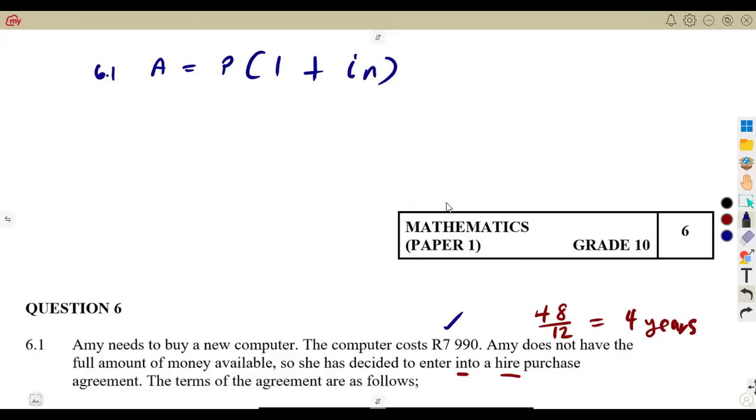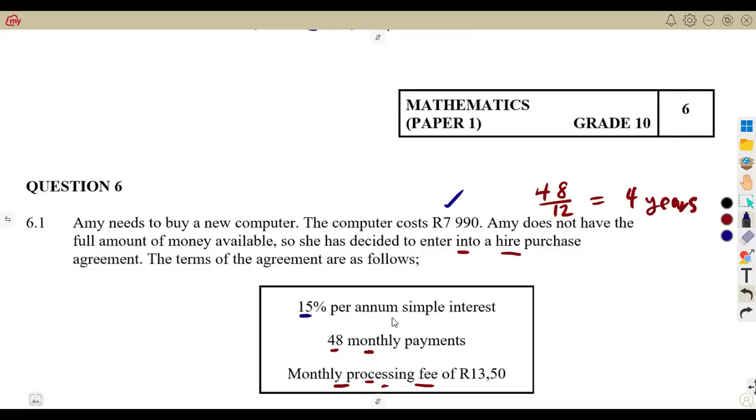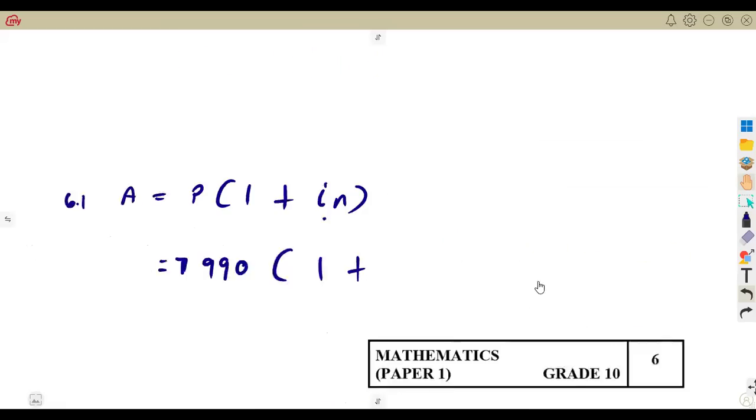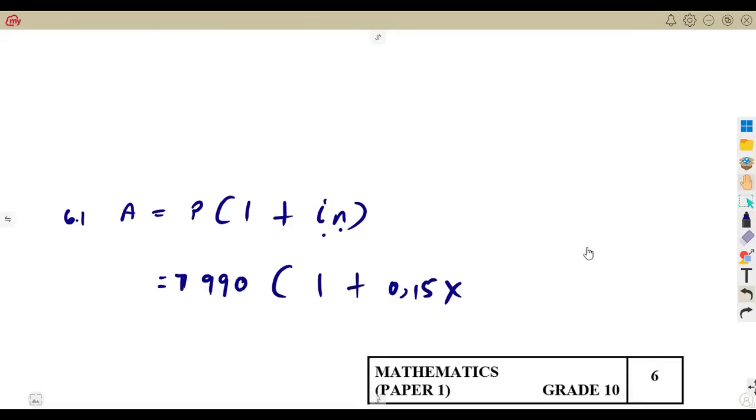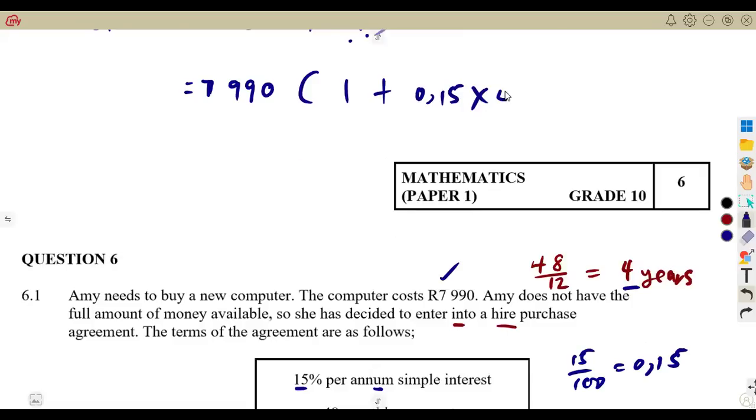So the principal, that is the cost that you are given, 7,990, times 1 plus the interest rate. Remember, it was 15% per annum, that is per year. So 15 over 100, which will give us 0.15 as a decimal. So that's 0.15 times n. This is the number of years, not the months. We use the number of years there, which is 4. So that was going to give us a total amount of 12,784, which is to be paid in 4 years.